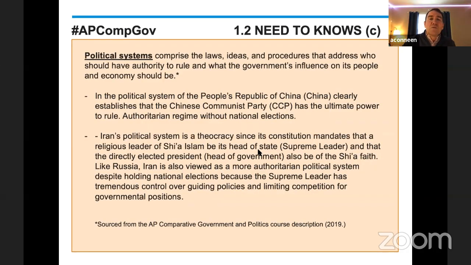And then when we get into political systems, I've done a quick synopsis here of each of the 6 core countries. So bear with me. I know a lot of your teachers have gone country by country.